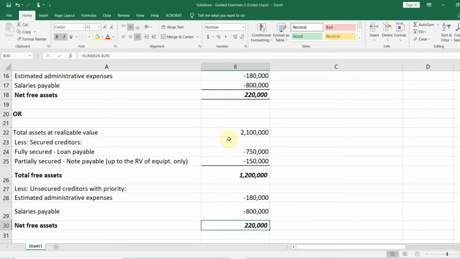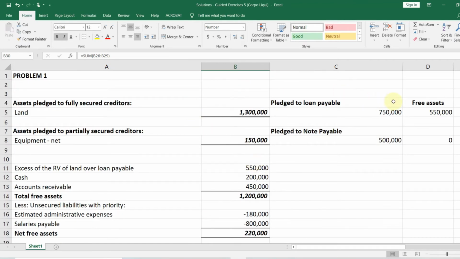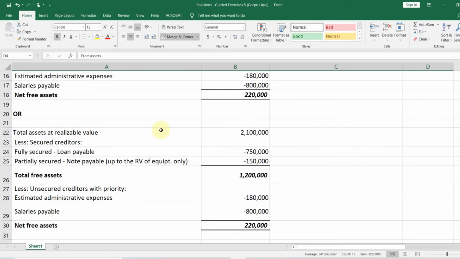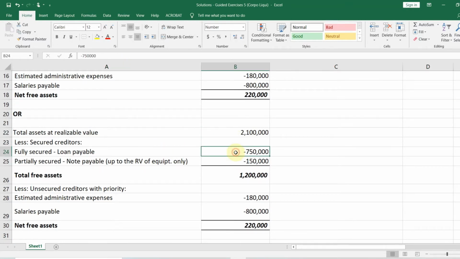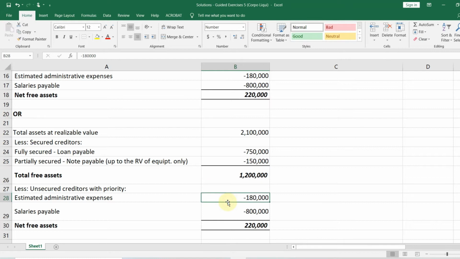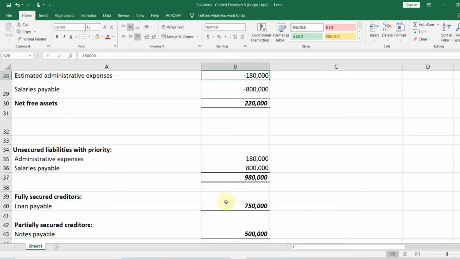Again, pili ka lang sa dalawa kung saan ka mas comfortable. Kung dito ba na hinahanap mo yung mga free assets, or if kaya mo ng buo, then you just less the fully secured and then the partially secured up to the realizable value only of the asset na pledge sa kanya. Okay? Then less mo lang yung unsecured creditors. Okay. So, let's now go to the liabilities part.